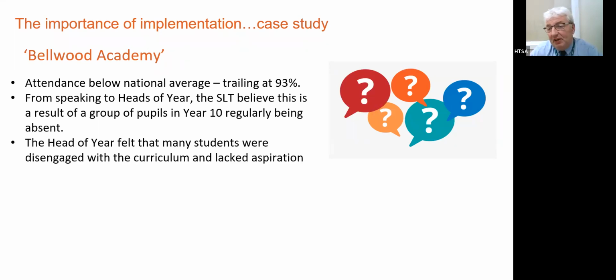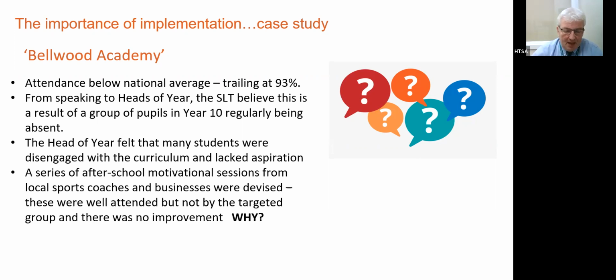These children were generally disengaged from the curriculum and lacking aspiration. And so it seems sensible that a strategy was put into place to try to improve the aspirations of these students. So there were some motivational sessions after school, some sports coaching, some businessmen came in. These sessions were well attended, but not by the target group. And so as a consequence, there was no real improvement in their attendance.